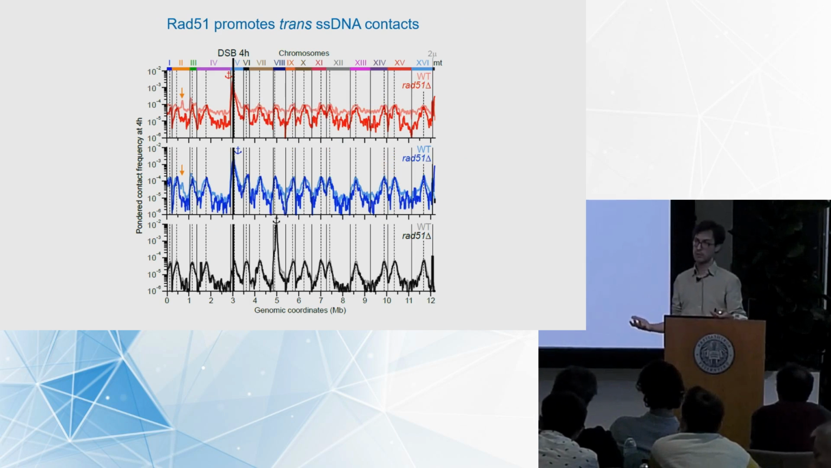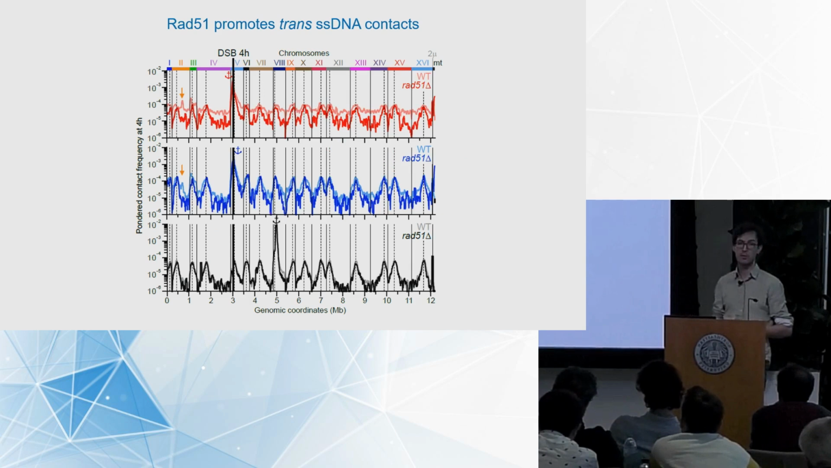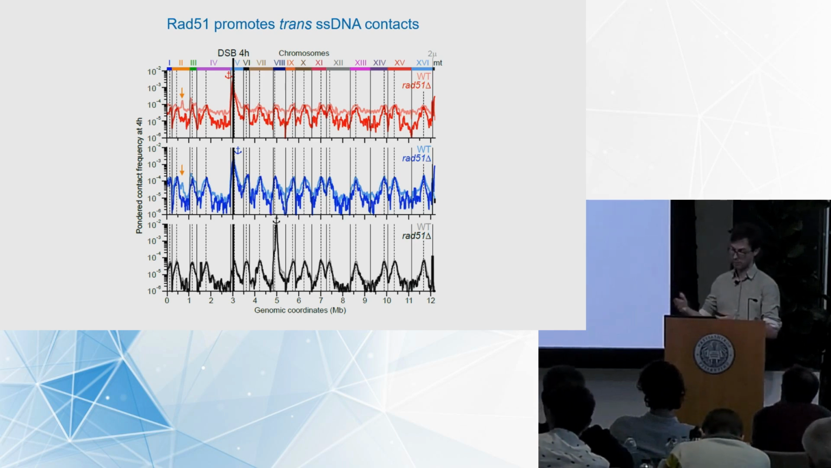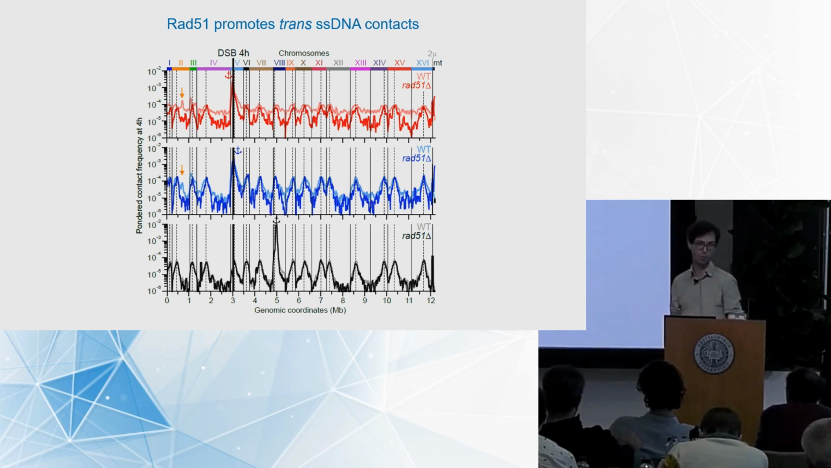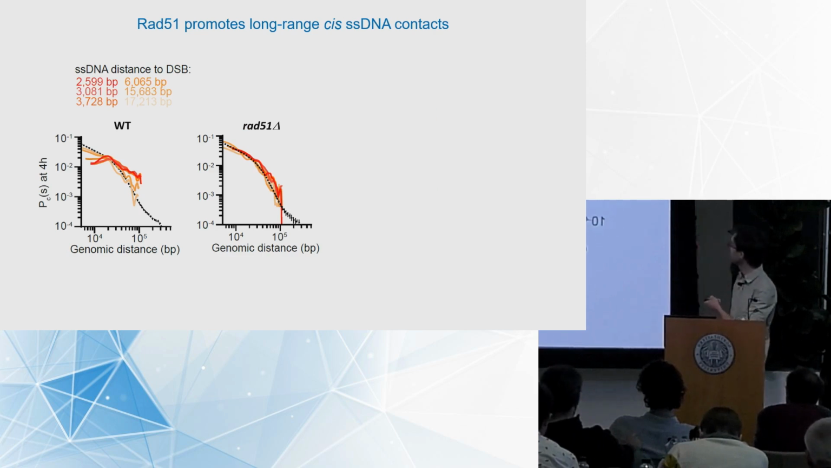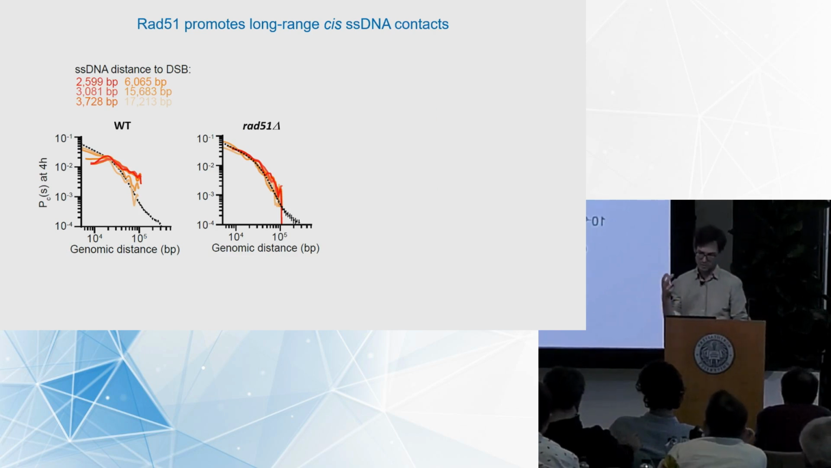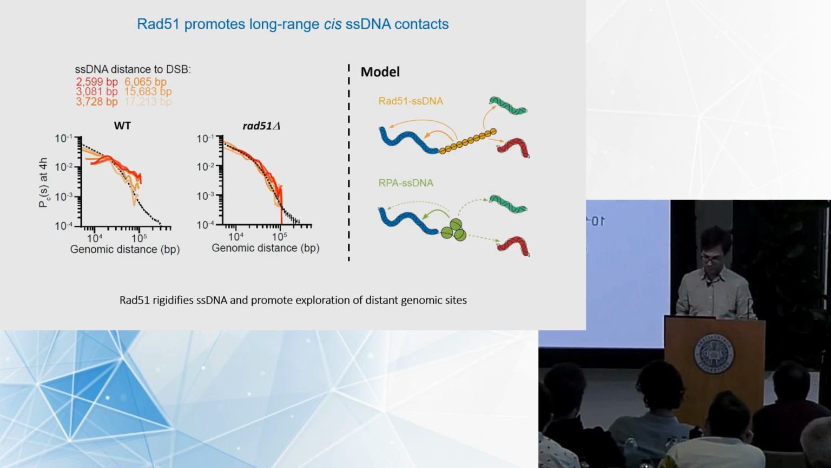So obviously, the candidate is Rad51. Okay, Rad51 makes filaments, and it's known for a long time that the persistence length of Rad51 filament is a conserved feature of this protein, and that approaches, in bacteria, 1 micron. So if you remove Rad51, this is the left end of the break, this is the right end of the break, this is the control. You can see that you lose the trans contact. So all the contact at a distance are dependent on Rad51. If you look at the distribution of contact in cis as well, the long-range cis contacts are dependent on Rad51. So the rigidification of single-strand DNA is provided by Rad51.